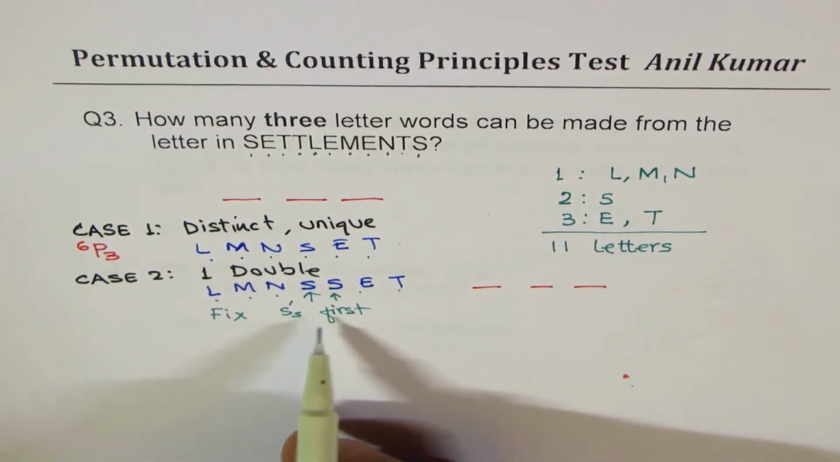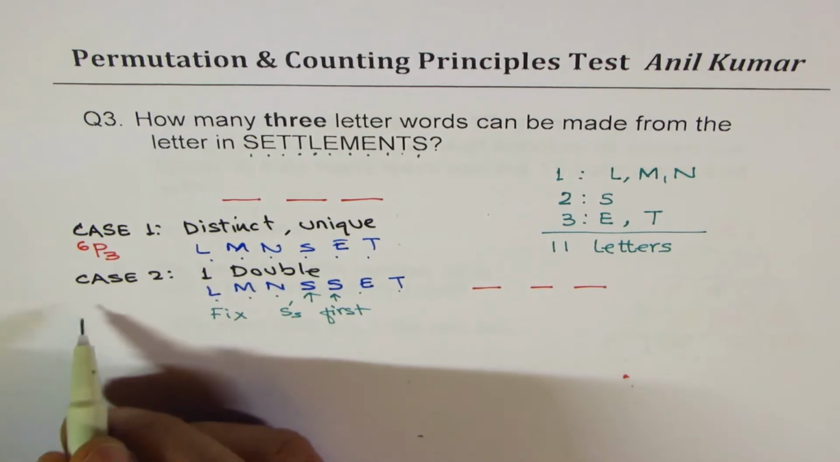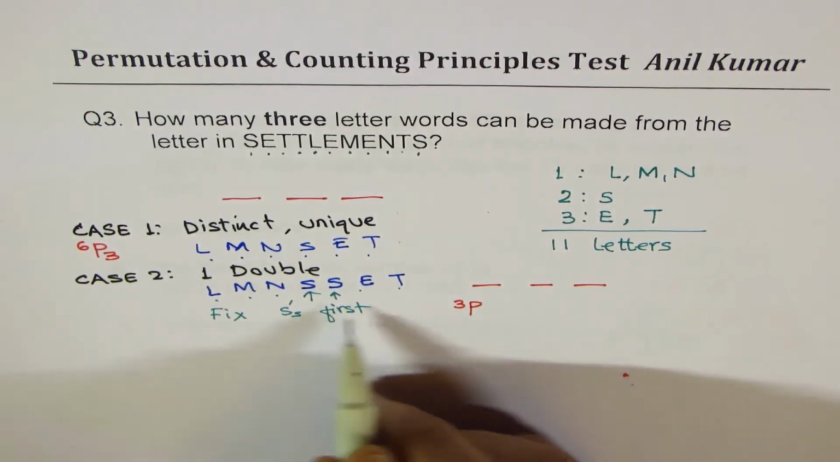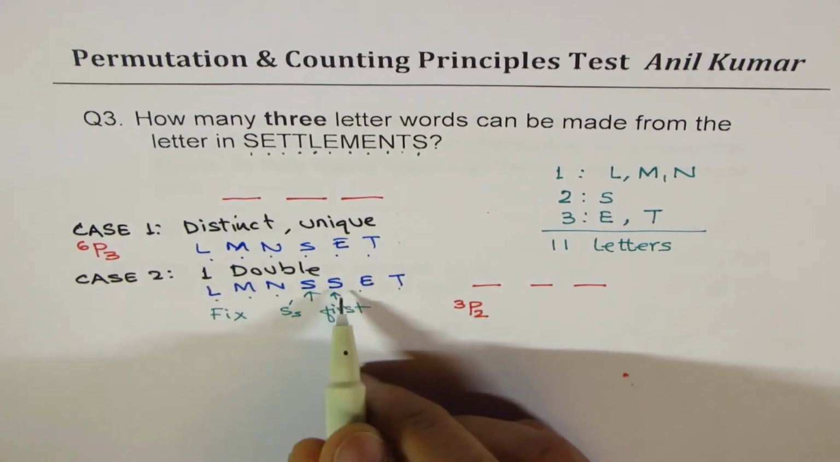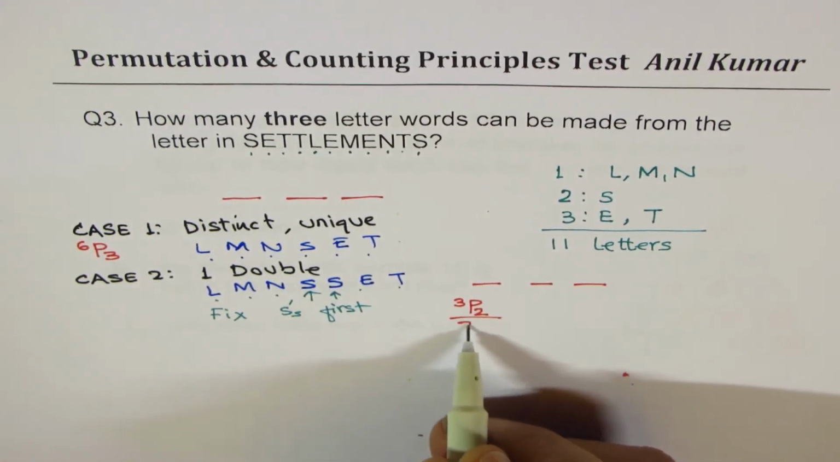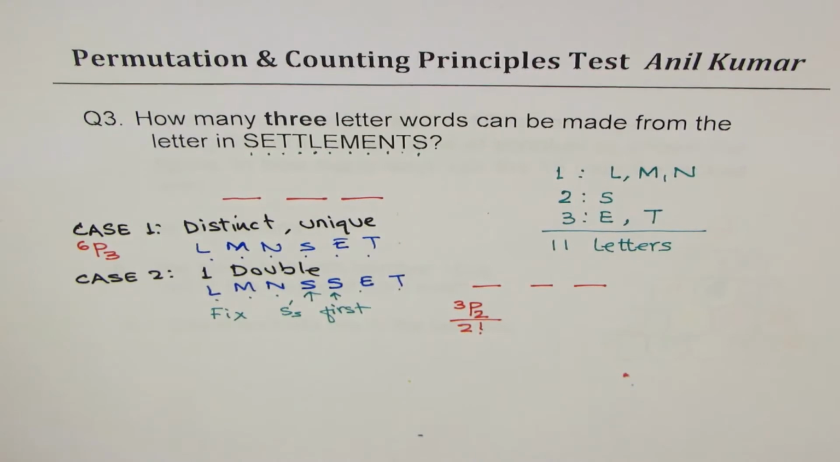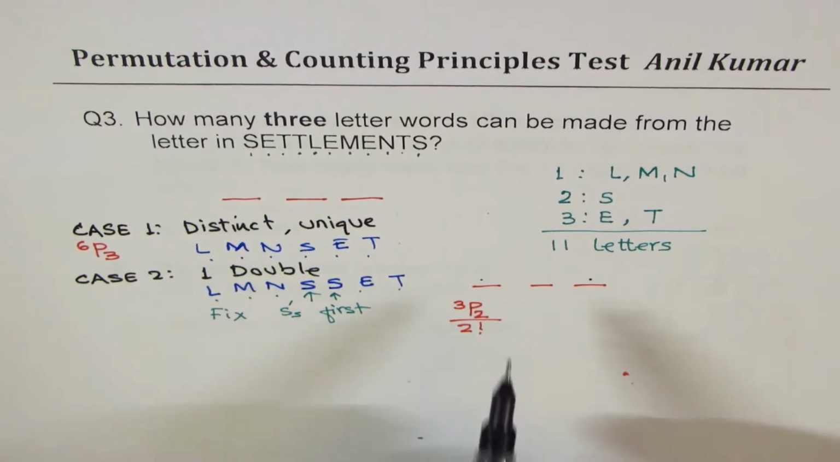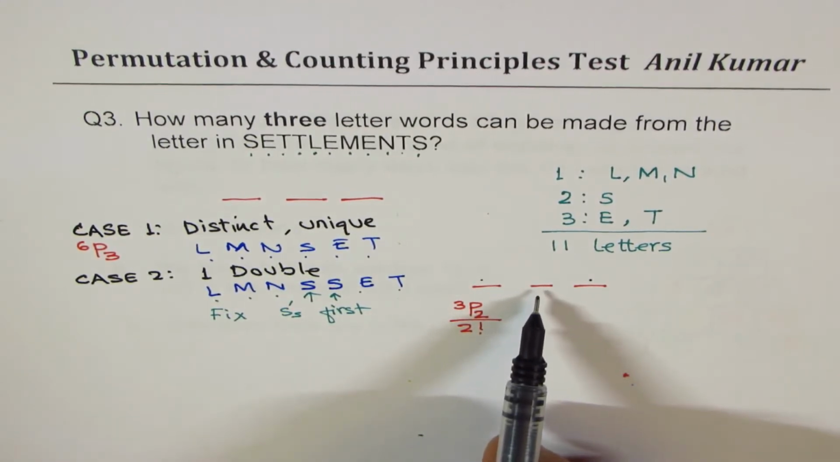So what do you get? 2 of these in 3 positions means you will use 3P2. But both of them are identical, so we divide by 2 factorial. Does it make sense to you? So let us say we have fixed them. Let's say these are the positions fixed. Now only 1 position is vacant.